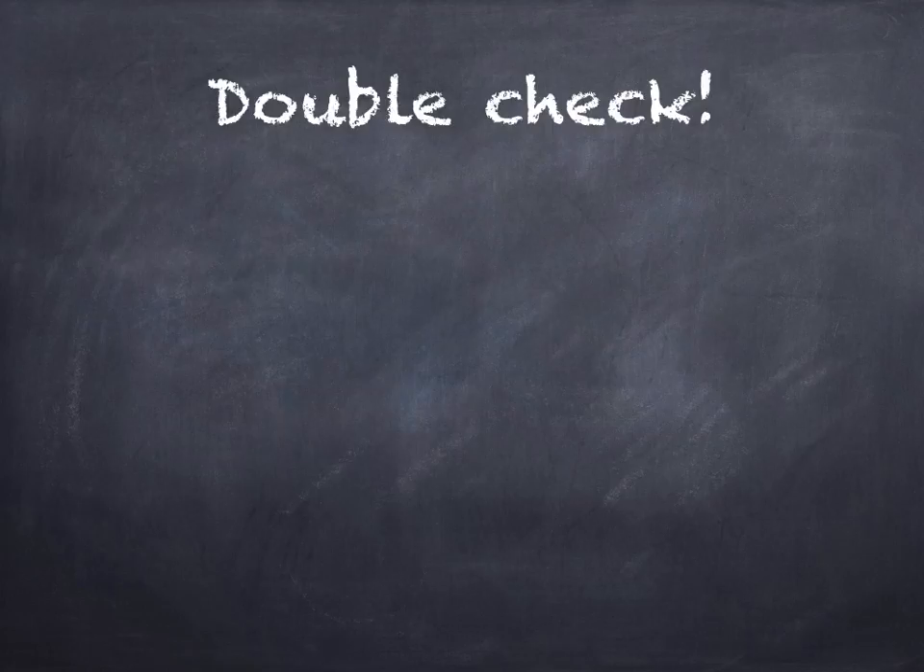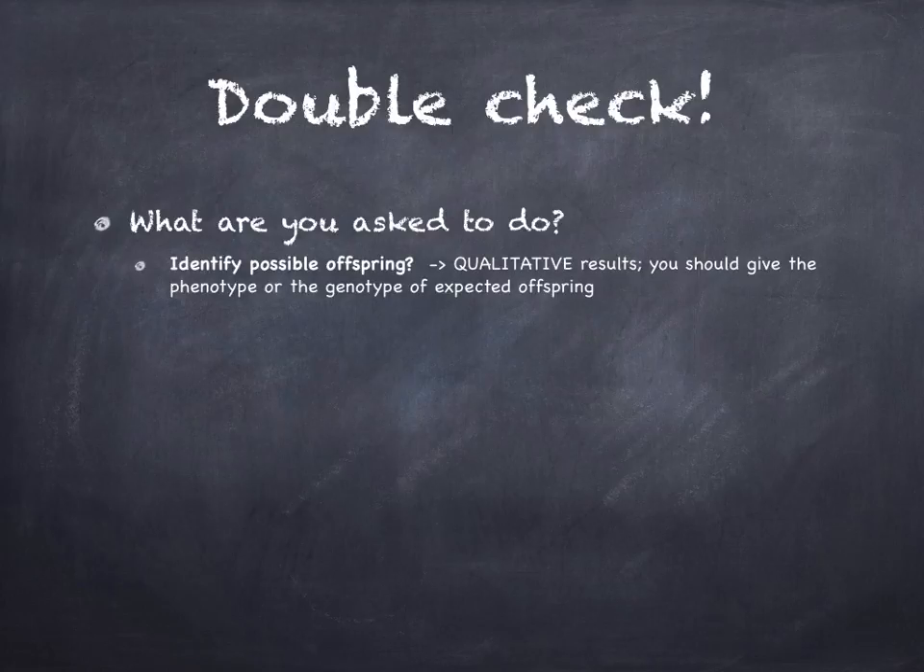Now the last thing you have to do is to double check. What were you asked to do? You were asked to identify the possible offspring. So this is the qualitative result. You should give the phenotype and or the genotype of the expected offspring. This is what you did because you gave the genotypes and the phenotypes.